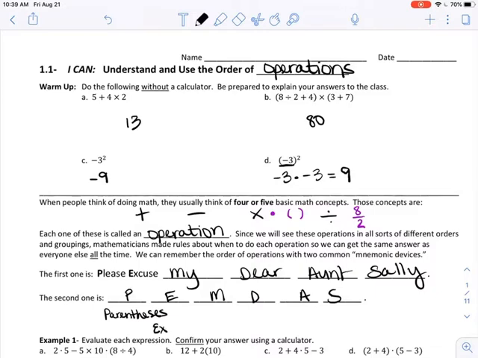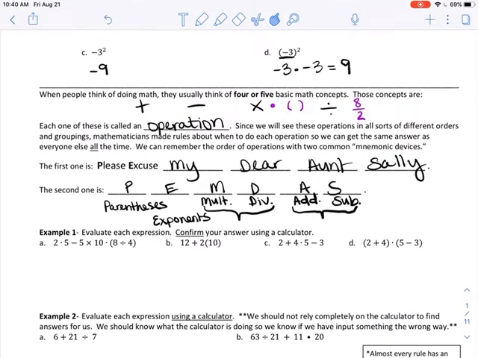Then the E is exponents. After that comes multiplication and division. Now we actually do multiplication and division in one big step, so I'm going to put a little bracket there. And then we do addition and subtraction. I'm going to write add and sub. And those ones are also one big step. So really there's 4 steps in this order of operations. Let's try it out in example 1 without a calculator.